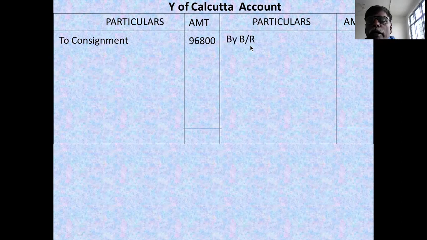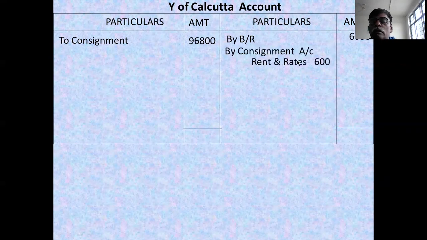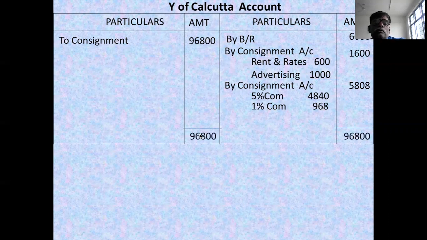Credit side. First is advance. Advance received is 6,000. First item advance received. Second item consignment expenses paid by consignee. Third item, by consignment account, commission. You copy these three items from the consignment account in the reverse order, on the opposite side. Copy and write. Close the account. Whatever balance comes, you write as bank, cash or bills.